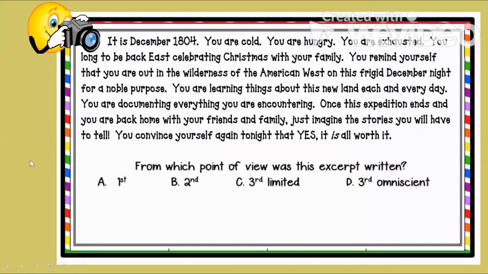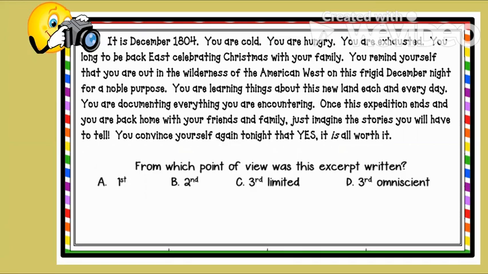Okay, next. It is December 1804. You are cold, you are hungry, you are exhausted. You long to be back east celebrating Christmas with your family. You remind yourself that you are out in the wilderness of the American West on this frigid December night for a noble purpose. You are learning things about this new land each and every day. You are documenting everything you are encountering. Once this expedition ends and you are back home with your friends and family, just imagine the stories you will have to tell. You convince yourself again tonight that yes, it is all worth it.